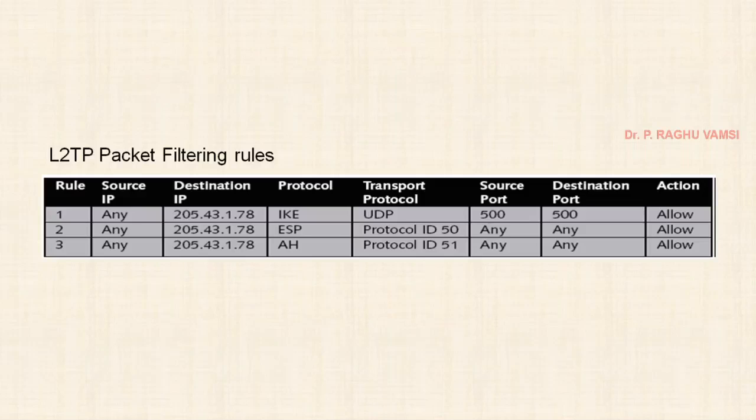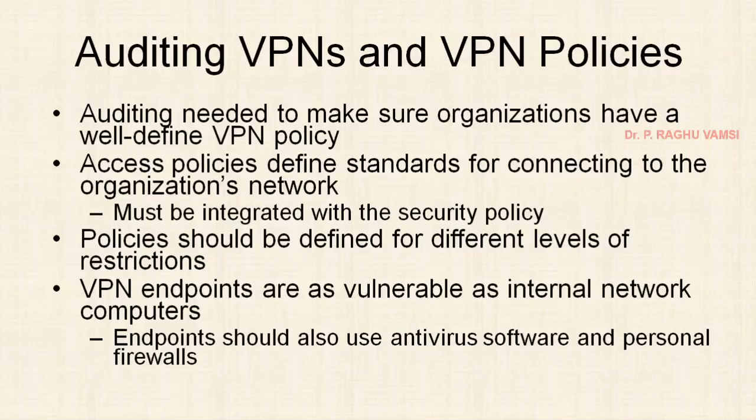So L2TP, that is the Layer 2 Tunneling Protocol, where IPsec is used, will have the protocols IKE, ESP, AH, and the transport protocol UDP. Protocol IDs 50 and 51 will be allowed into the system or into the network.